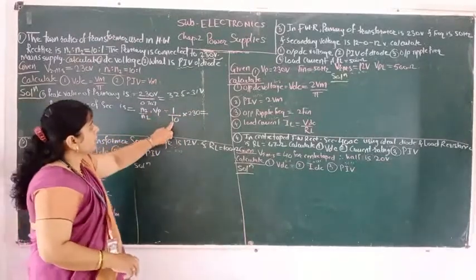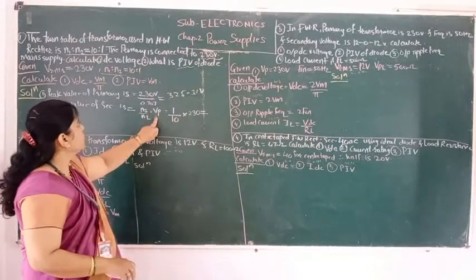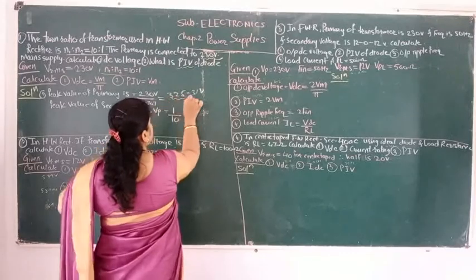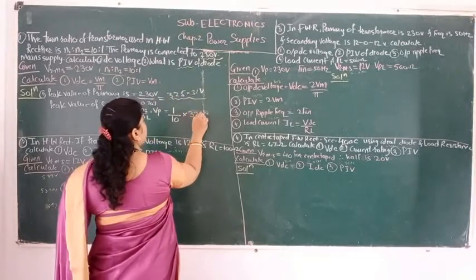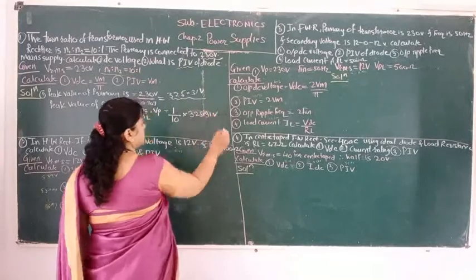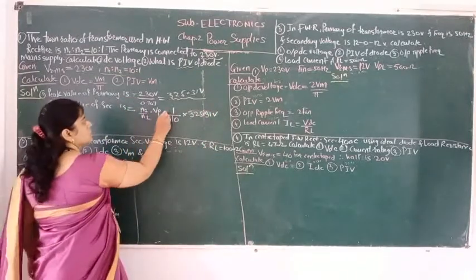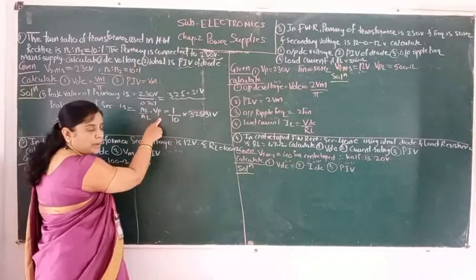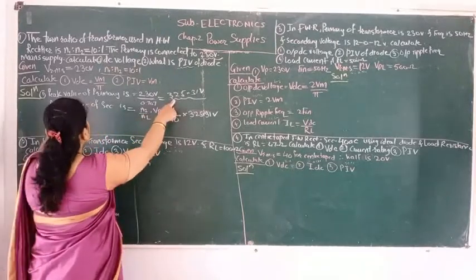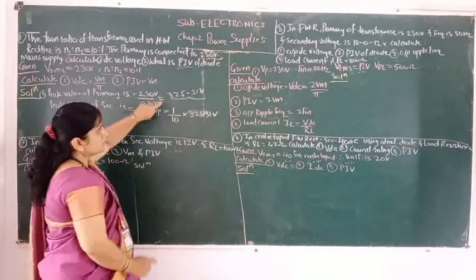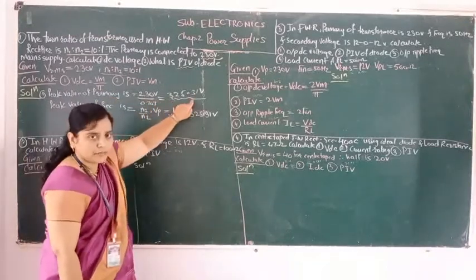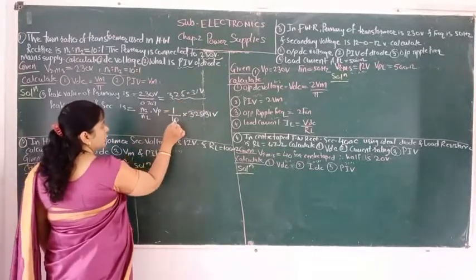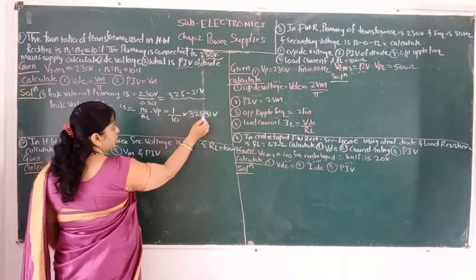1 divided by 10 into the value of Vp. Vp means this primary voltage, not this one. This primary voltage is how much? It is 325.31 volt. Okay. So this is N2 divided by N1 into Vp. Vp is the primary voltage. What we get as the peak value of the primary is 325.31 volt, isn't it? So 1 divided by 10 into 325.31 volt.